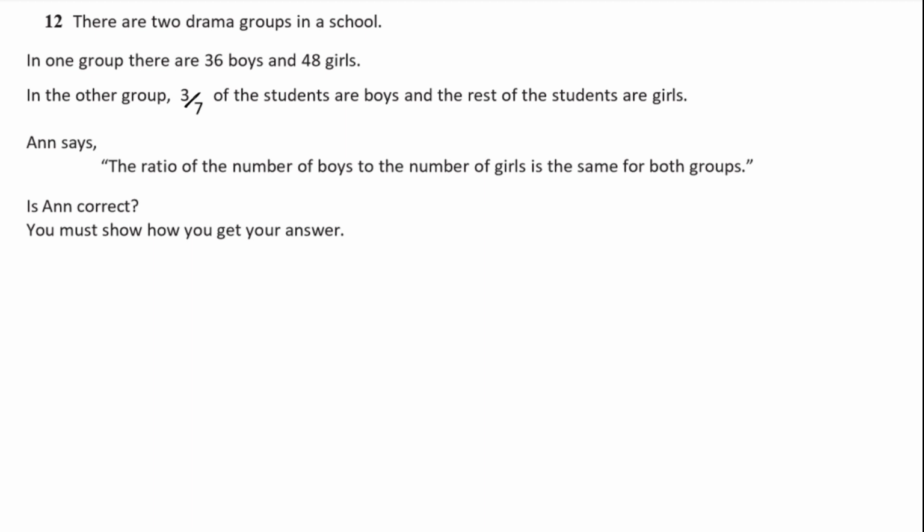Okay, so let's have a look at group 1 first. So group 1 is this one here with 36 boys and 48 girls. So if I was to write that as a ratio then, so for group 1, the ratio of boys to girls then is 36 to 48, isn't it? Now I'm sure we can do better than that.